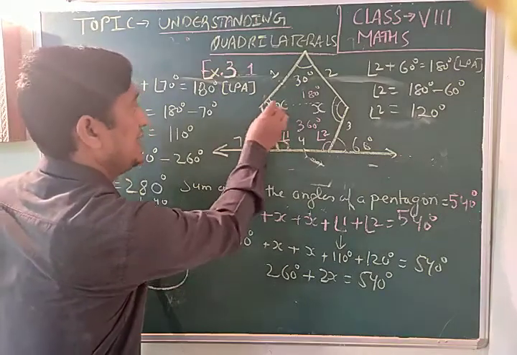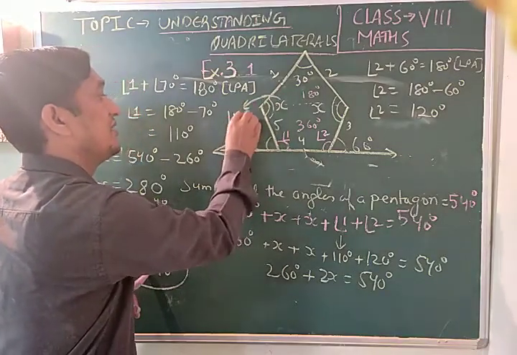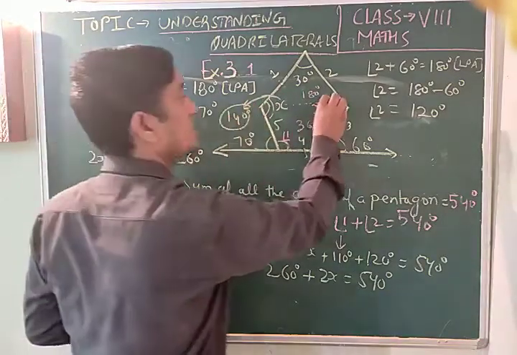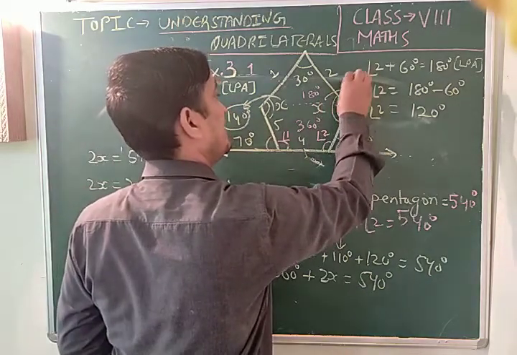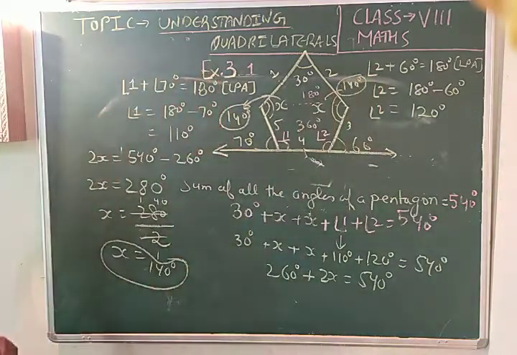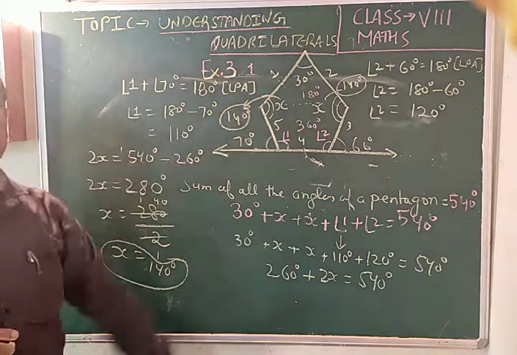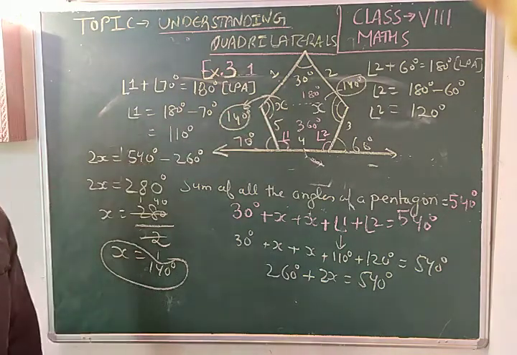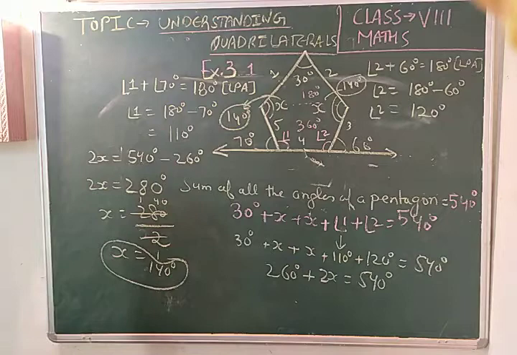So children, x is equal to 140. This is also 140 degree, and this is also 140 degree. This is the way to find the unknown quantity in any of the polygon. Last part, children.